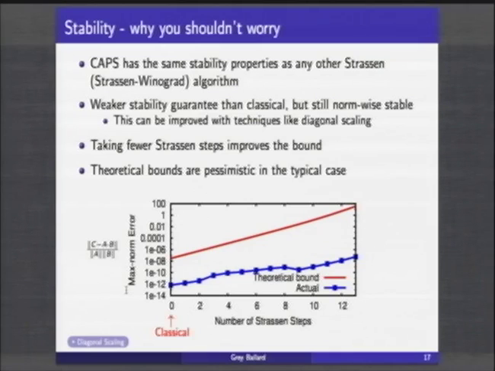And so this plot shows both theoretical bound and an actual bound. And along the x-axis, I'm varying the number of Strassen steps we take. So if you don't take any Strassen steps at all, then you're just doing the classical algorithm. And at the far right, you're doing pure Strassen all the way down to 2x2 matrices. And the theoretical bound in red, it looks bad, especially at the right end. In blue, for a reasonably conditioned matrix, it's not bad at all.